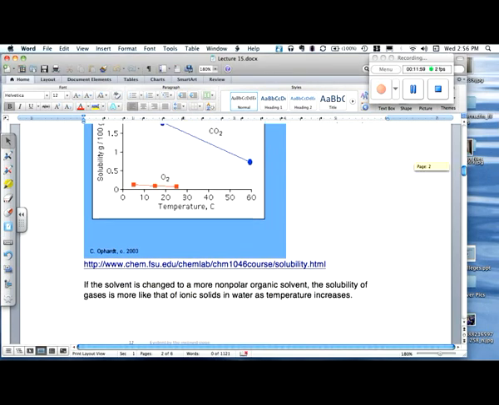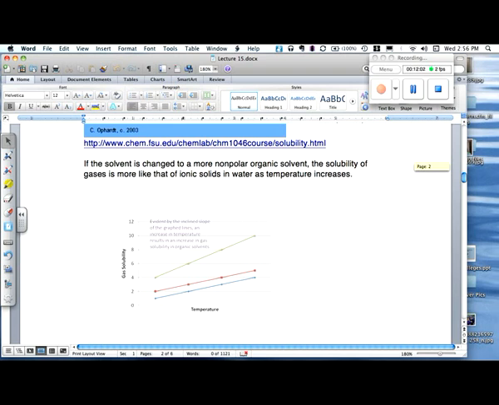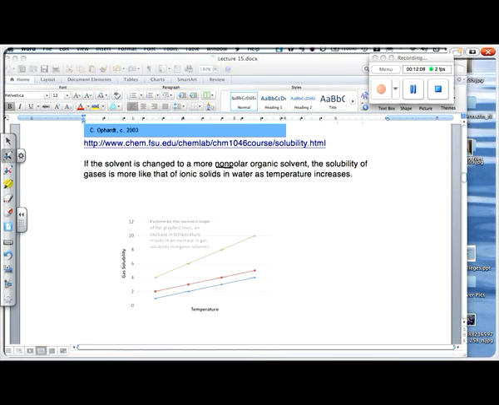Now, if you were to change to a different solvent, a more nonpolar solvent, like is shown here, then you see the kinds of increases in solubility with temperature like you do for the solids. The quick and easy explanation is that the organic solvents are more nonpolar and the gases are more nonpolar. So it behaves more like putting ionic things, which are the ultimate polar, in polar water. But that's the quick and easy explanation.